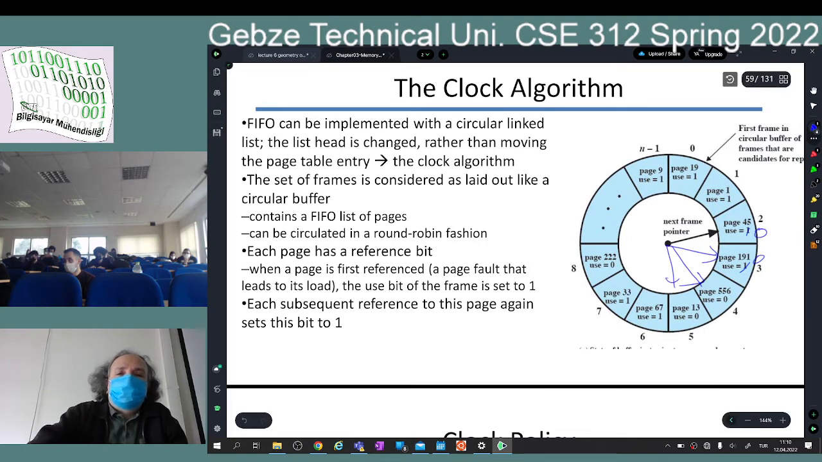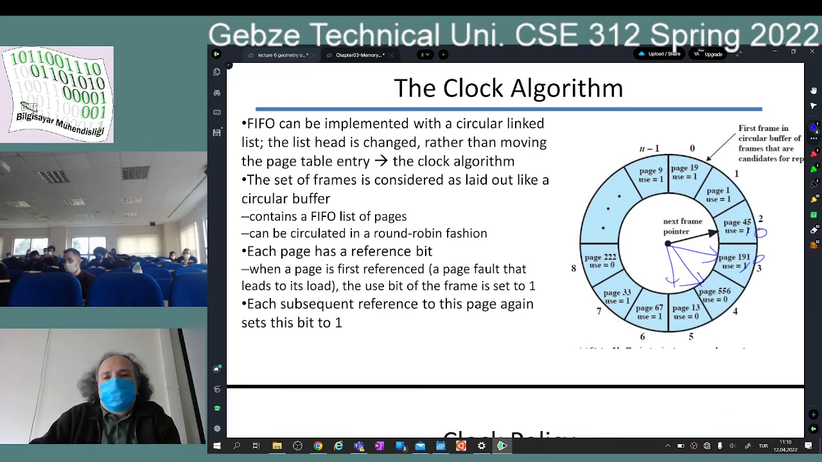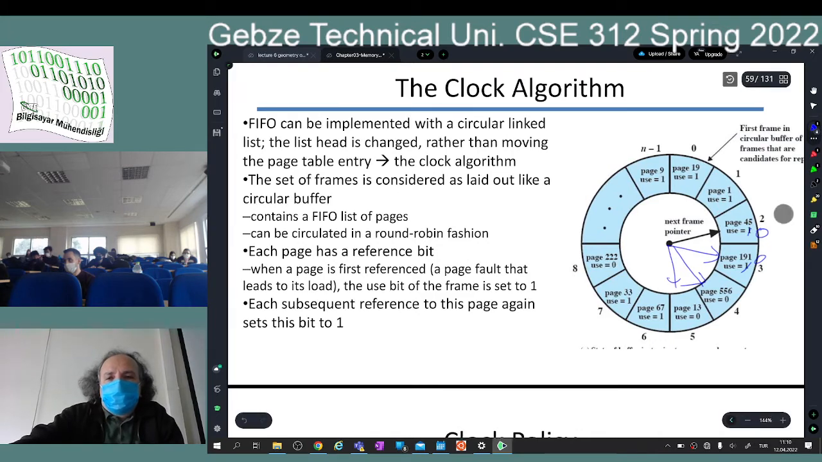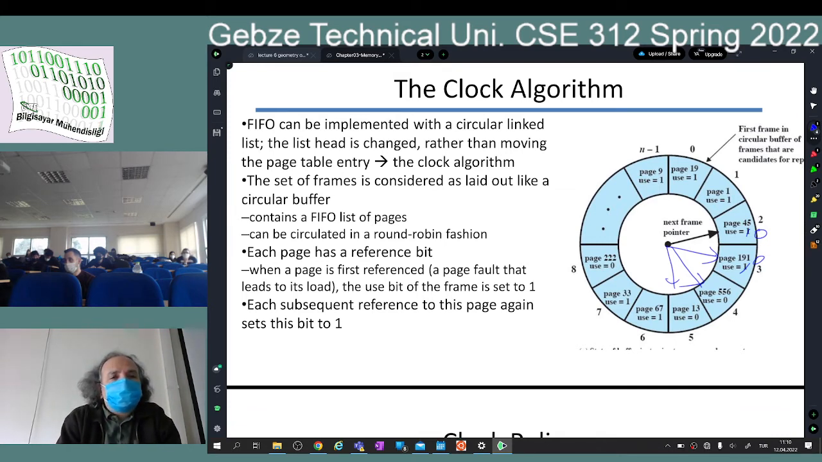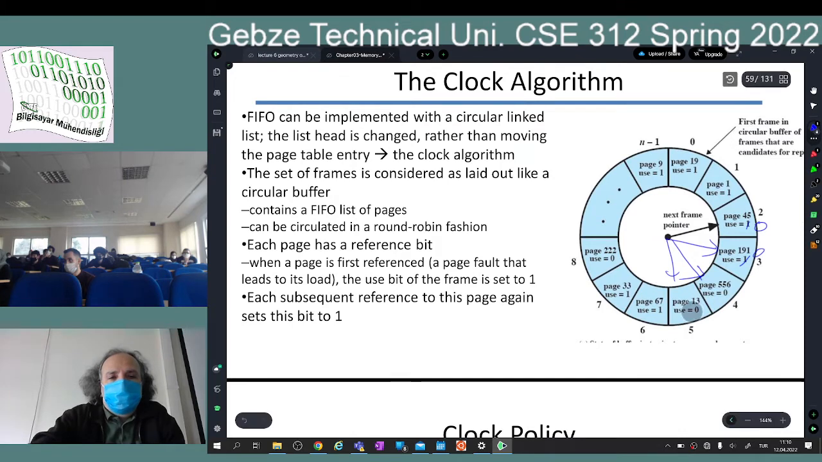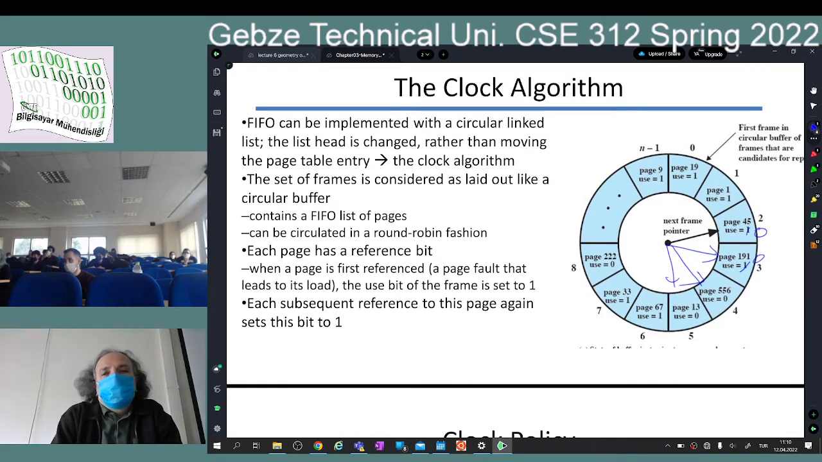Instead, I keep this pointer. That pointer is simply a number, right? At the beginning it was 2, now 3, now 4, now 5, just an integer. So I keep advancing that pointer to show me the current frame. And when I load a new page, of course I am loading it in this place.